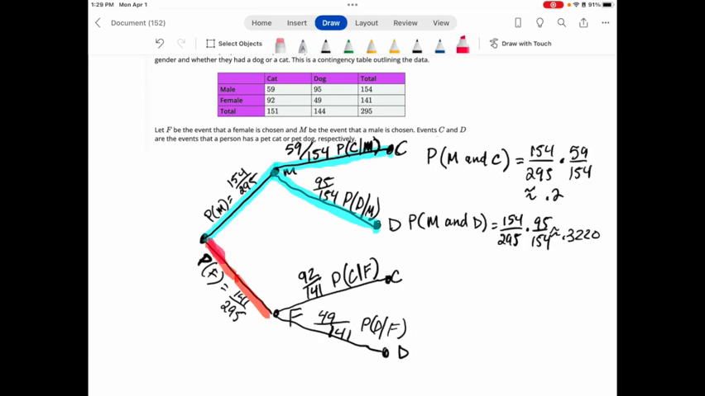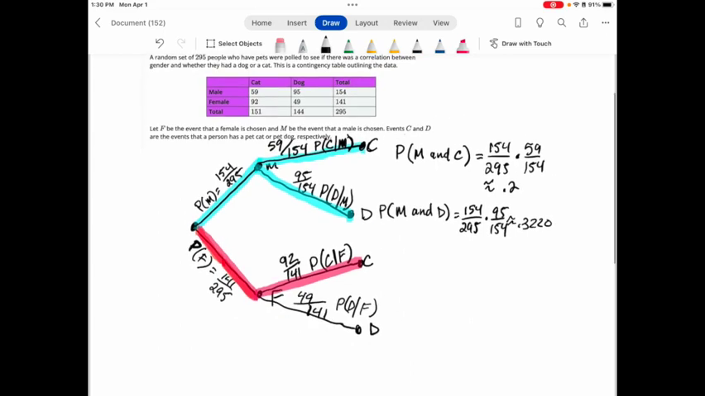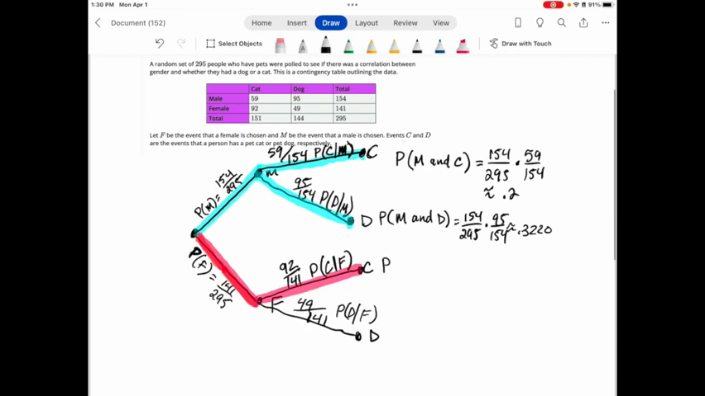Now I'm going to do the same thing with the females now. If I come down this branch here for the females, if we then pick someone with a cat, that would be the probability of picking a female and picking a cat, and I just multiply down the branches. So I have 141 over 295 times 92 over 141. And when I multiply that out and get my approximation, I'm going to get, let's see, 0.3119.